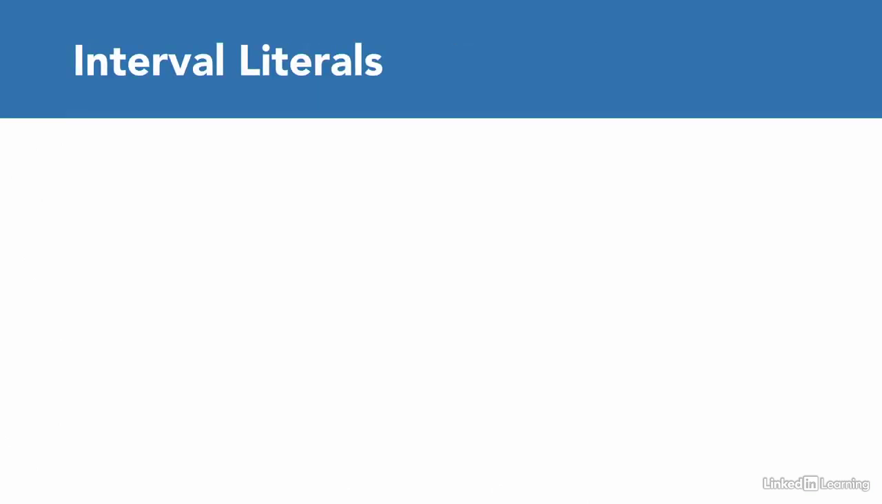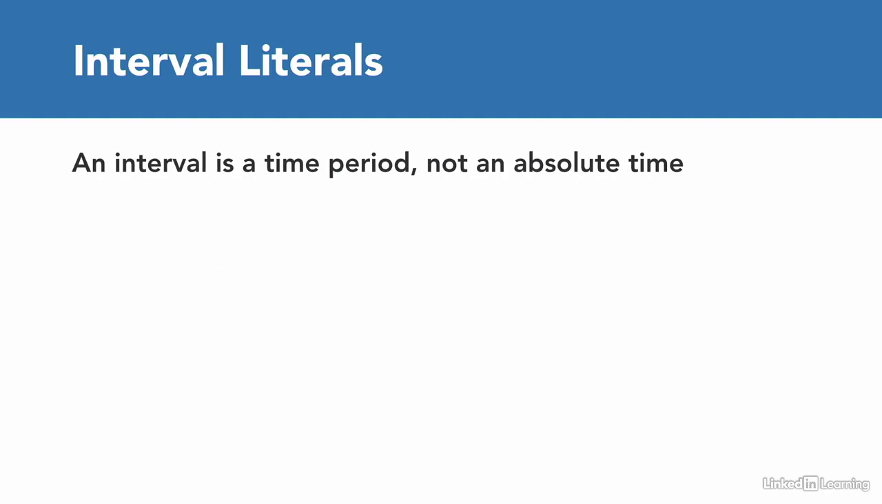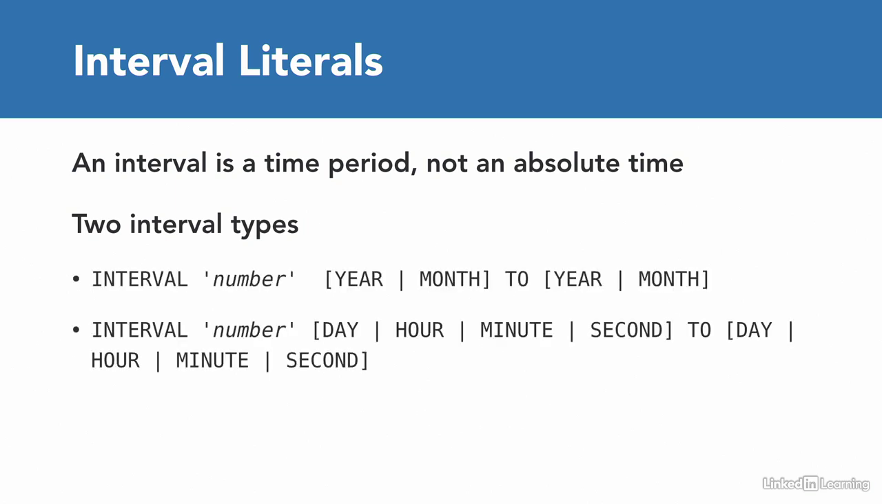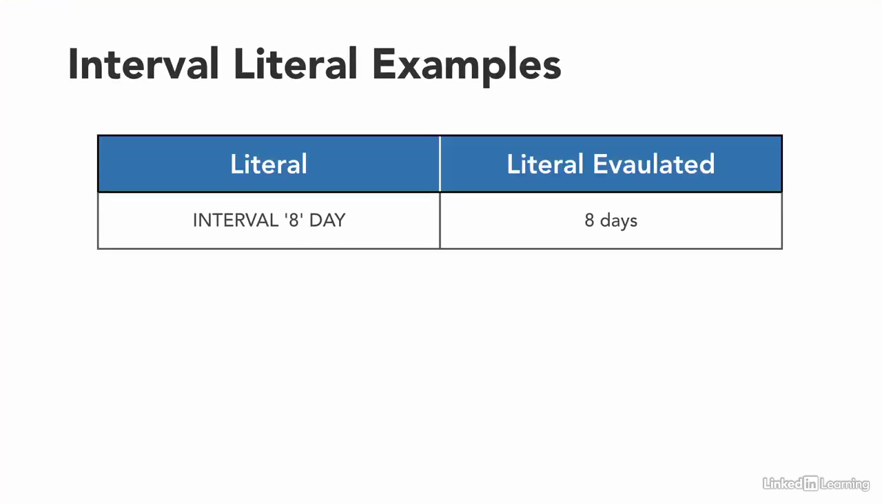Interval literals are very similar to datetime literals, but they represent time periods, not absolute dates or times. You'll use them to convert a string or column to a time period, which you'll often use in date arithmetic when adding or subtracting from a date value. The first one converts years and months to either years or months. The second one converts days, hours, minutes, and seconds to days, hours, minutes, or seconds. The examples make this clearer.